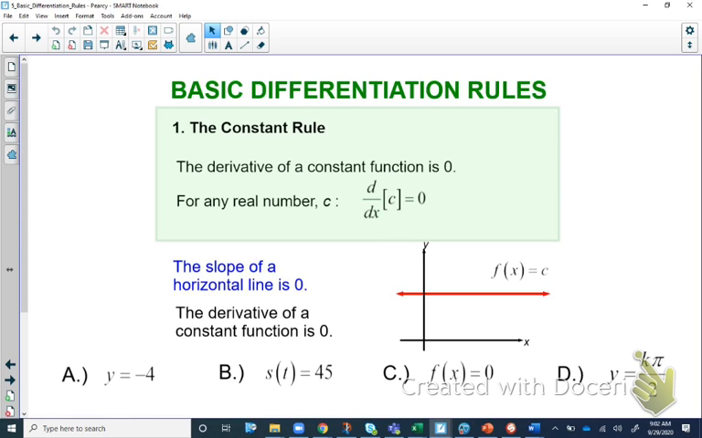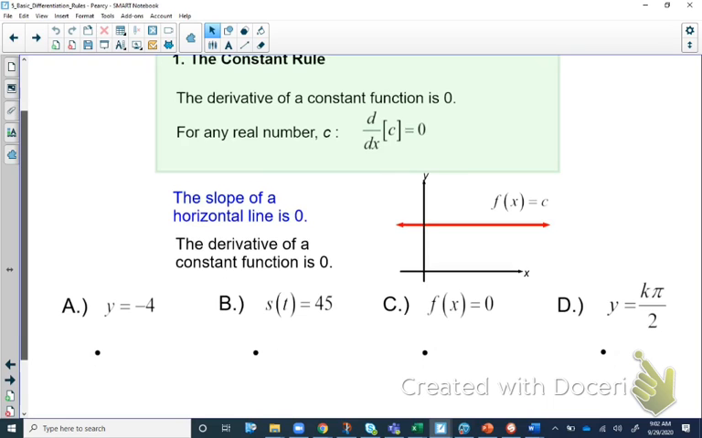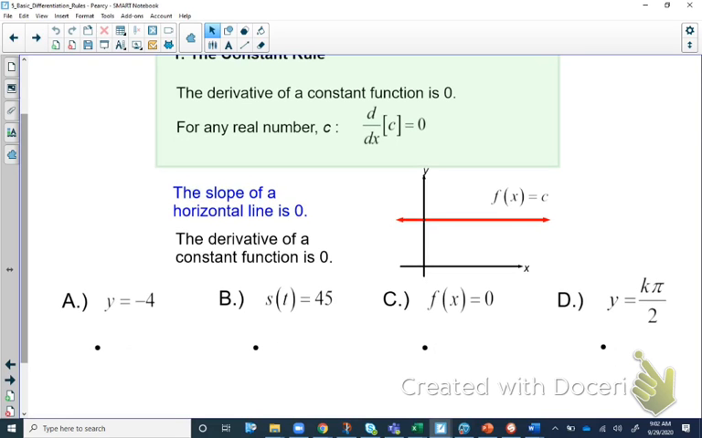The first thing you're looking at here is taking the derivative of a constant. What the box is telling you is that the derivative of a constant is going to be 0. Keep in mind, a derivative is the slope of a tangent line, and the only way to be tangent to something that's already horizontal is to remain horizontal.